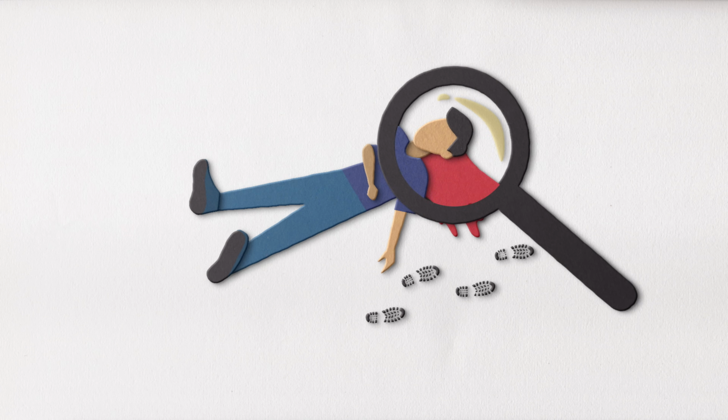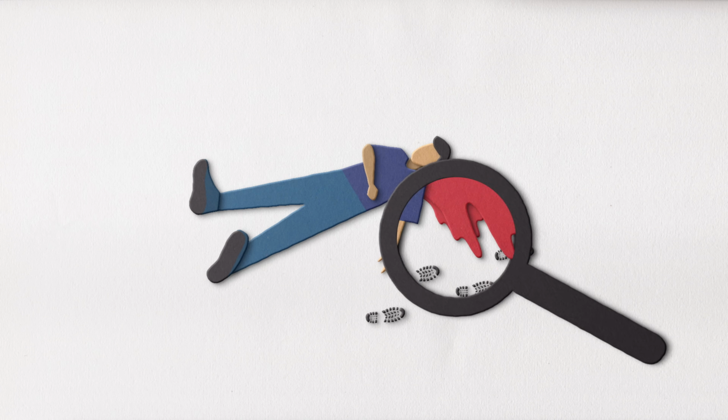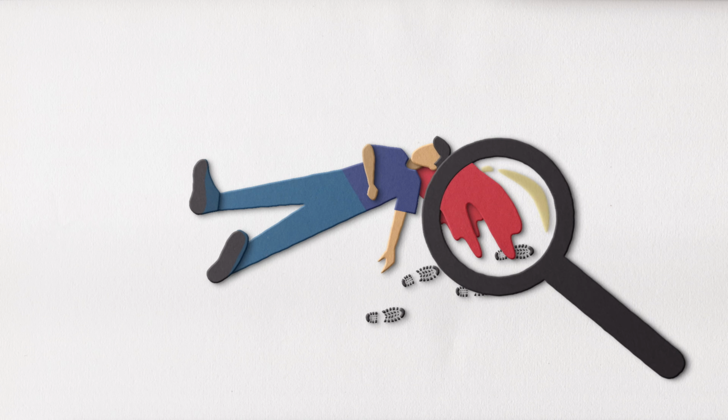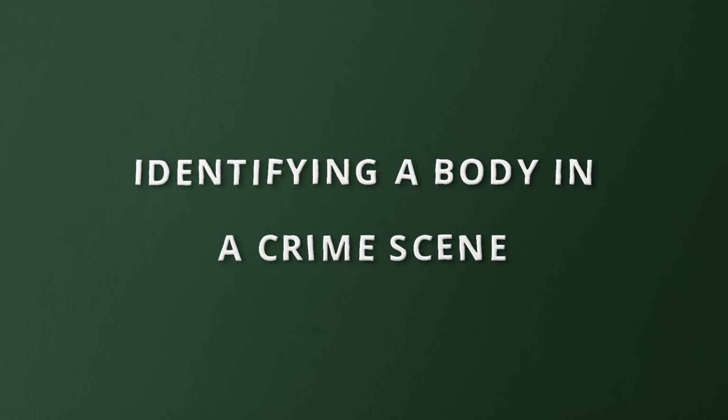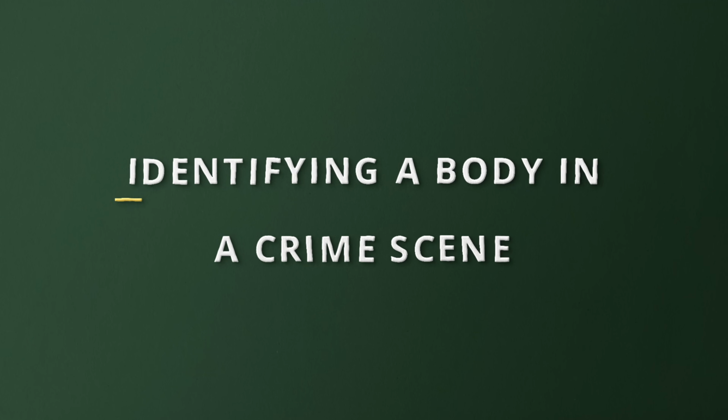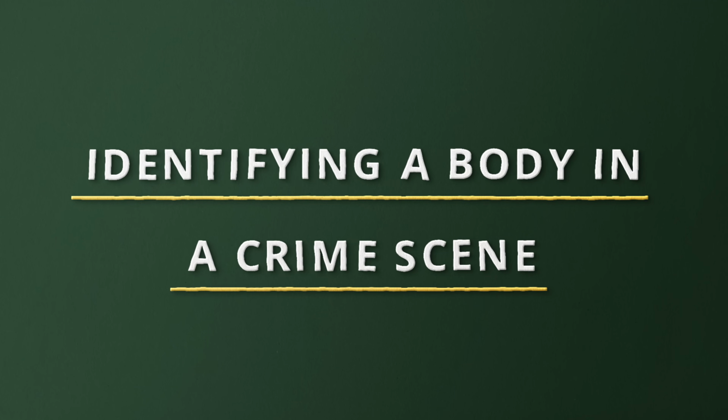Have you ever stared at a screen wondering how difficult it is to identify a body in a crime scene? What kind of evidence is actually used? In this video, we're going to put our CSI hats on and dive into the world of forensic science as we explore the main processes used to identify a body in a crime scene.